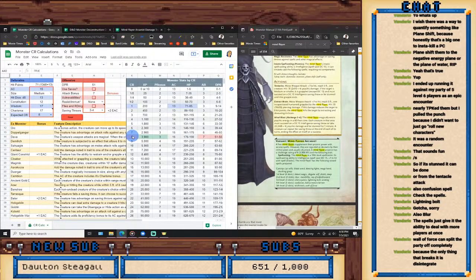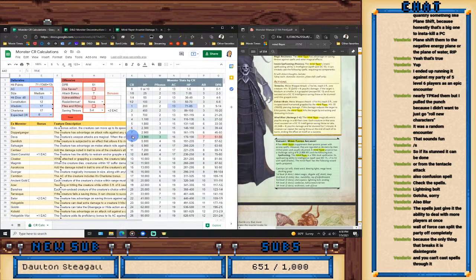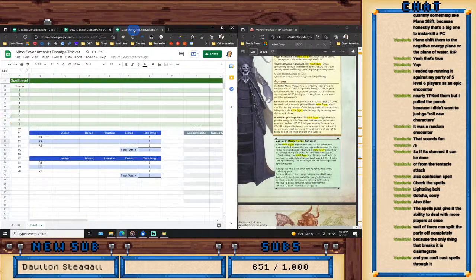Let's see here. Wall of Force can split the party off completely. Yes, it can, which makes the encounter even more deadly. And because the only thing that breaks it is Disintegrate, and you can't cast spells through it. Yeah, Wall of Force is a rough spell. Splitting the party with a wall of force is a nasty DM thing to do, but could be fun regardless. All right, what can we do for damaging spells for our Mind Flayer here, the Arcanist?